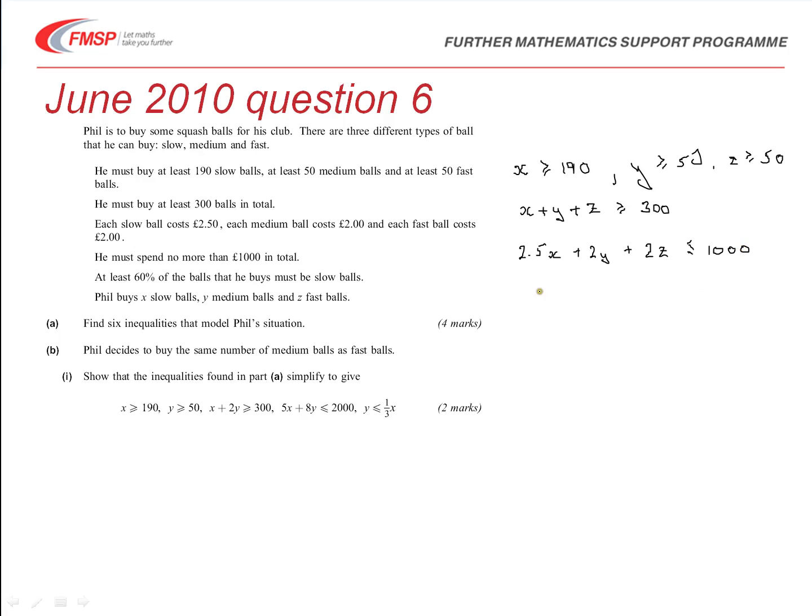Finally, we're told that 60% of the balls must be slow, so if X is the number of slow balls, that must be greater than or equal to 60% of the total number. We know the total number is given by X plus Y plus Z, so X must be greater than or equal to 0.6, as a decimal, times X plus Y plus Z.